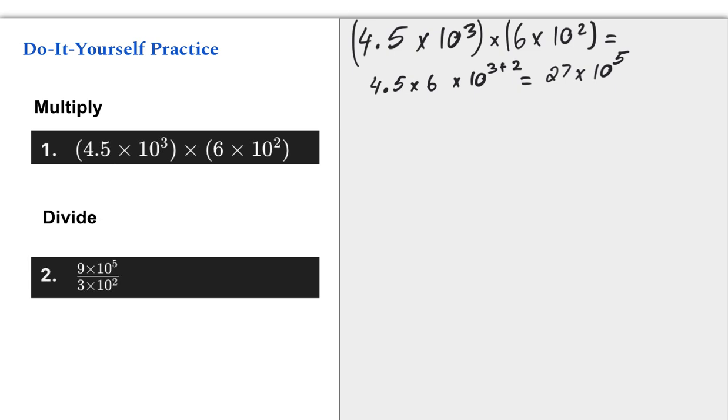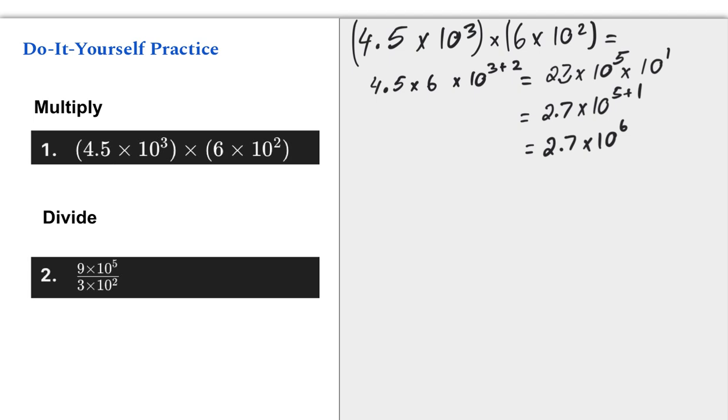Now we're going to take a look at our number and adjust. Is 27 between 1 and 10? No, it is greater than 10. So we're going to move the decimal point 1 time towards the left. Since we moved the decimal point once to the left, that means we have to multiply by 10 to the 1st power. Okay, let's add the exponents: 2.7 times 10 to the 5 plus 1, which equals 2.7 times 10 to the 6th power. Okay, so adjusting is very important.